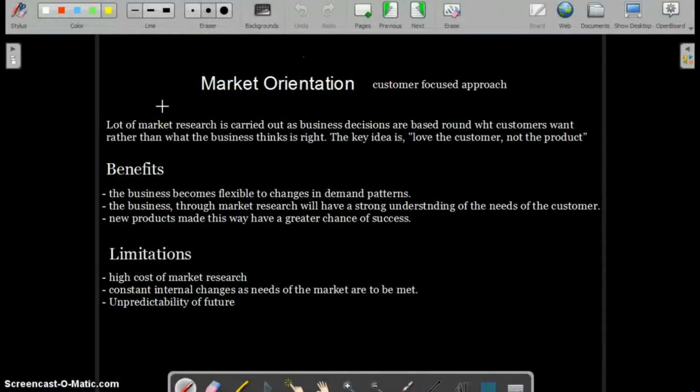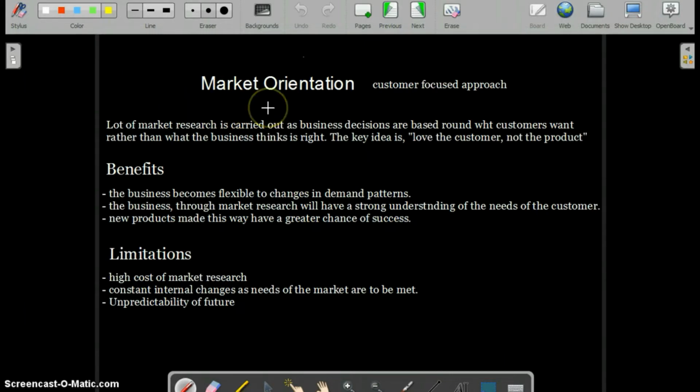Okay. Assalamu alaikum everyone. We are back to our marketing chapter, and today we are going to cover two different types of orientation methods: market orientation and product orientation. So let's dive in. Market orientation.